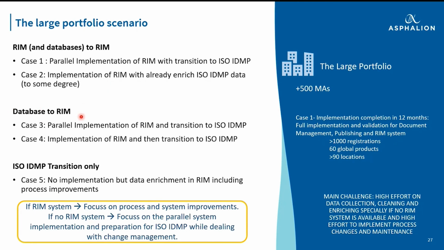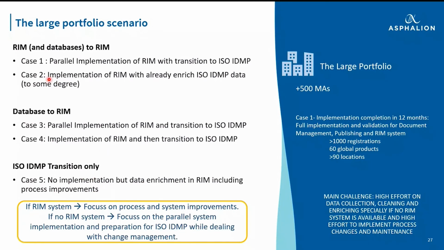And as well, from a database to RIM, you have the parallel implementation, or the implementation first and then the transition after. And lastly, the transition only. So that will be case 5. So no implementation, but the data enrichment, including the process improvement. So the same that we have seen before.